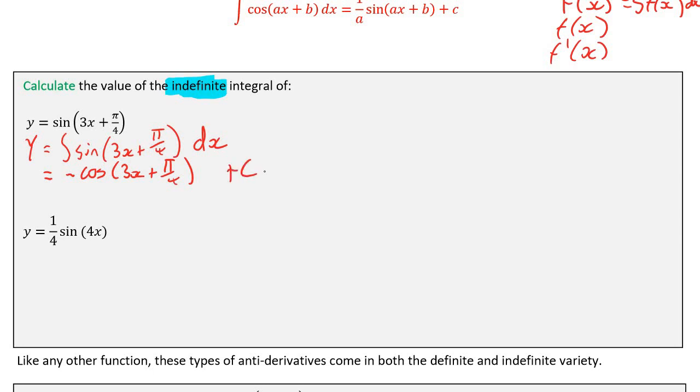Is there anything else I need to do? Divide by the derivative of the inner. Because if it was chain rule, we would be timesing by the derivative of the inner, and we've got to undo that. So what is the derivative of my inner function? 3. So I'll just take that whole thing there, divide by 3. Generally, it'll just be the coefficient of x.